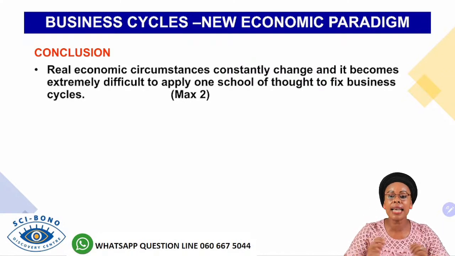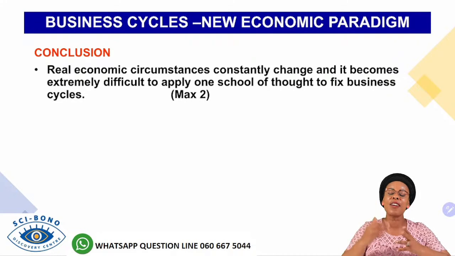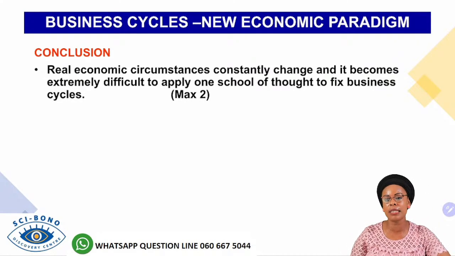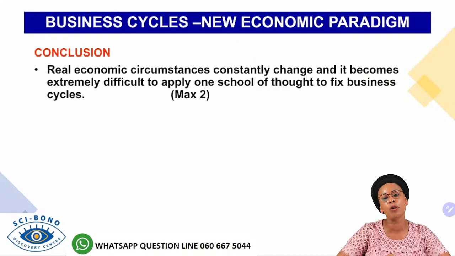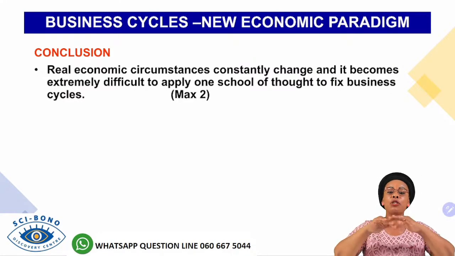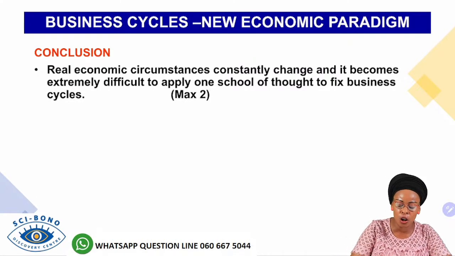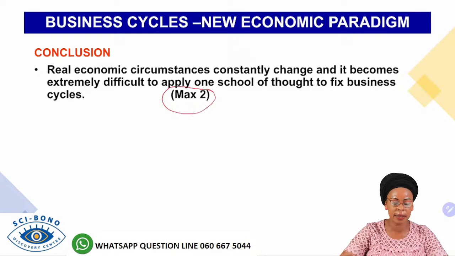So in this example, we're concluding by saying real economic circumstances constantly change and it becomes extremely difficult to apply one school of thought to fix business cycles. So it becomes difficult to apply only fiscal policy or only monetary policy or only supply side policy. Sometimes you can even write that a combination of these policies can be applicable. Then you will get your 2 marks.